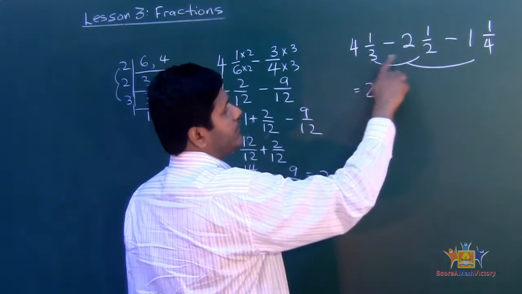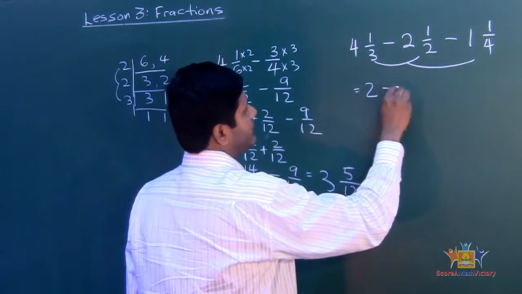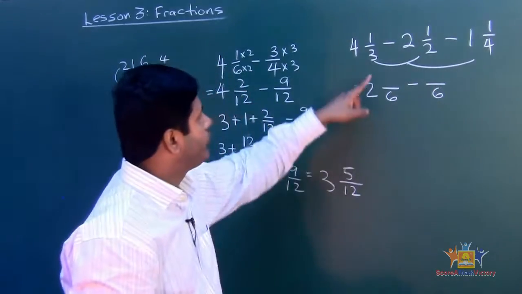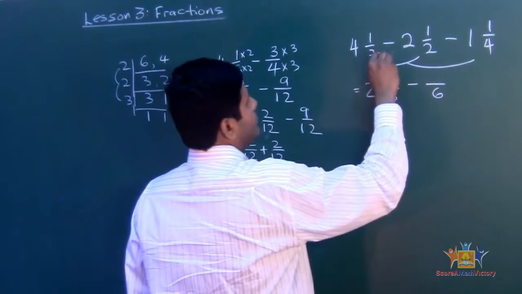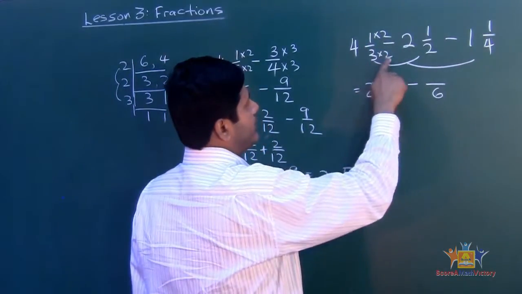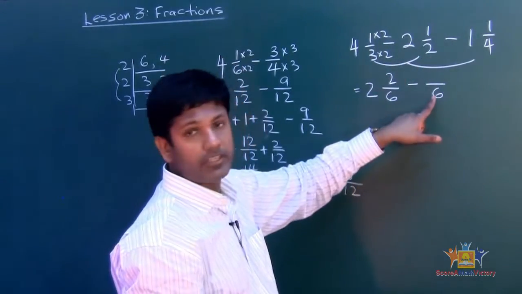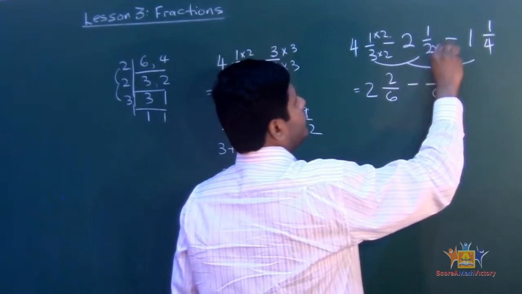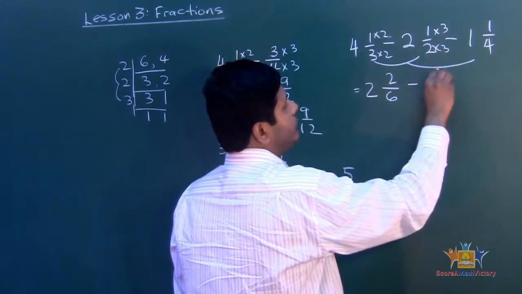Now I've got to find a common denominator between 3 and 2, which is 6. Alright? So we're going to make this 6, and we're going to make that 6. How do I go from 3 to 6? By multiplying it by 2, okay? That means I'm going to multiply the numerator also by 2. So 3 times 2 is 6, 1 times 2 is 2. How do I go from 2 to 6? Multiply that by 3. I'm going to multiply this by 3. 2 times 3 is 6. 1 times 3 is 3.